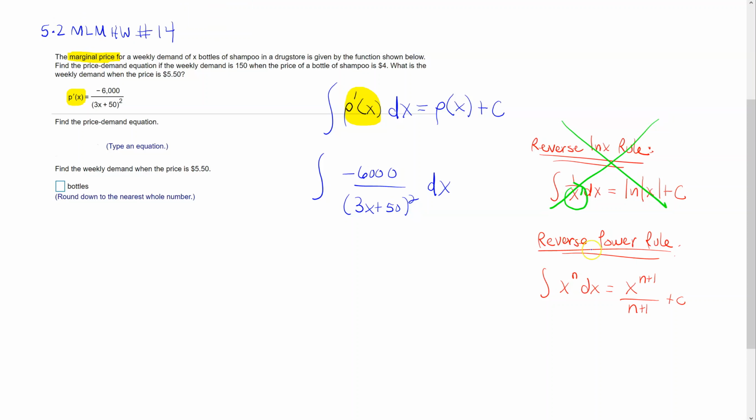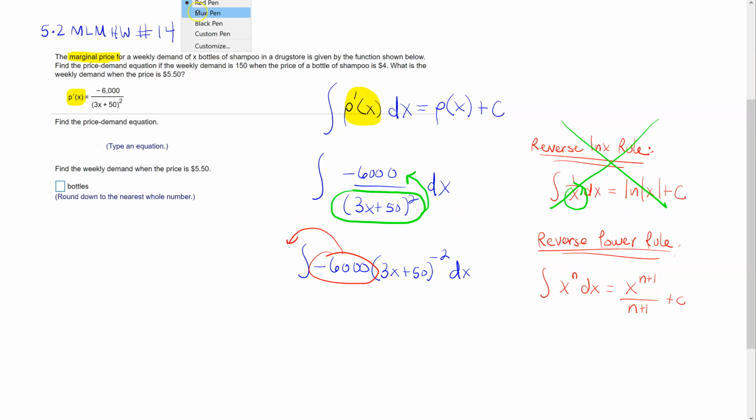Instead, we're going to use the reverse power rule, because I'm just going to relocate that binomial from the denominator to the numerator using a negative exponent. So I had that negative 6,000, I relocate the binomial, and its exponent's now a negative 2. It's getting closer to the reverse power rule setup. I can pull out that negative 6,000. It's a constant, so I can pull that out of my integrand.